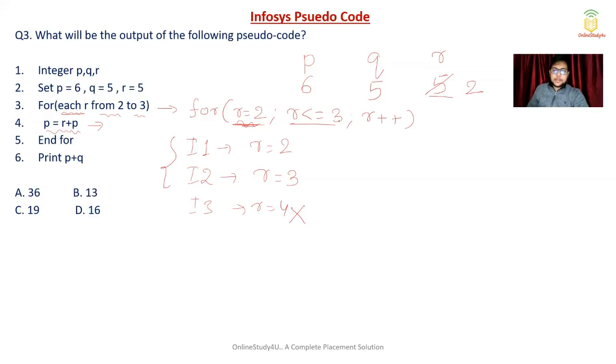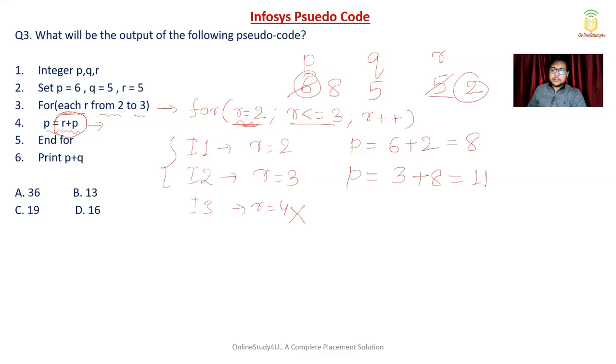R plus P. So in the first iteration, the value of P is 6 plus 2, that is R plus P. R is 2 and P is 6, that is 8. So my P gets updated to 8 in the first iteration, and in the second iteration, the value of P gets updated by 3, that is the value of R in this iteration, plus P. What is the value of P? That is 8, because it gets updated to 8 in the previous iteration.